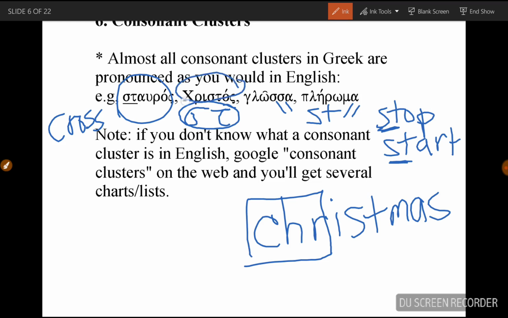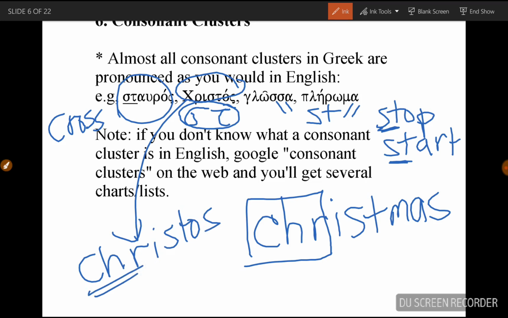Here we have the word Christos. If I translate, this is actually where we get the word Christmas. And so oftentimes the English consonant clusters originate from the earlier Greek words that were used. So Christos, the word for Messiah or Christ, is the basis for the word for Christmas. And that CHR is one sound. We pronounce it together. We don't break it up into smaller syllables.